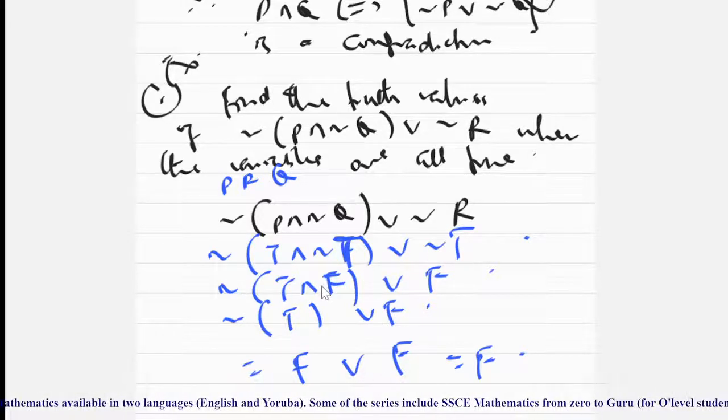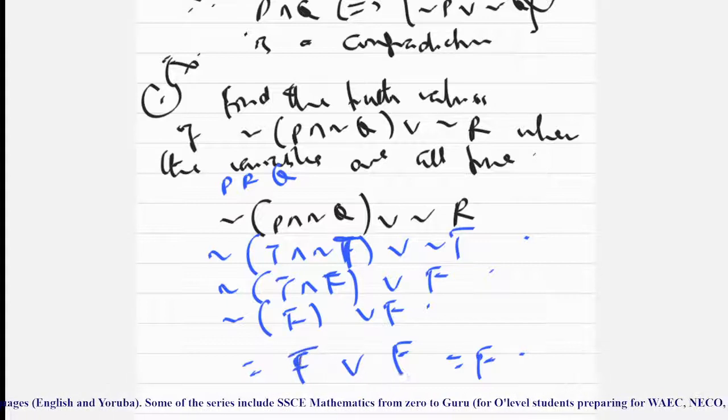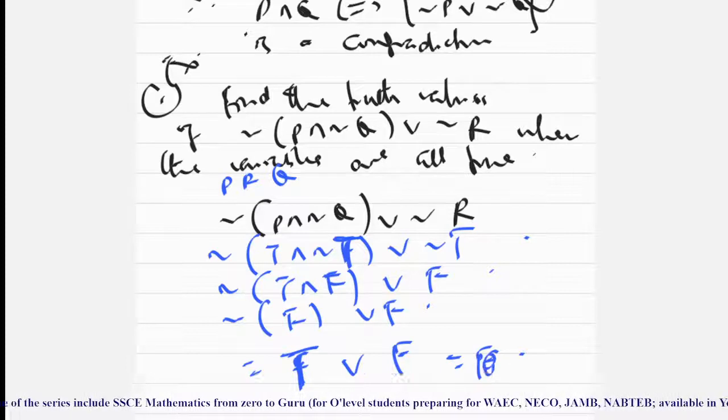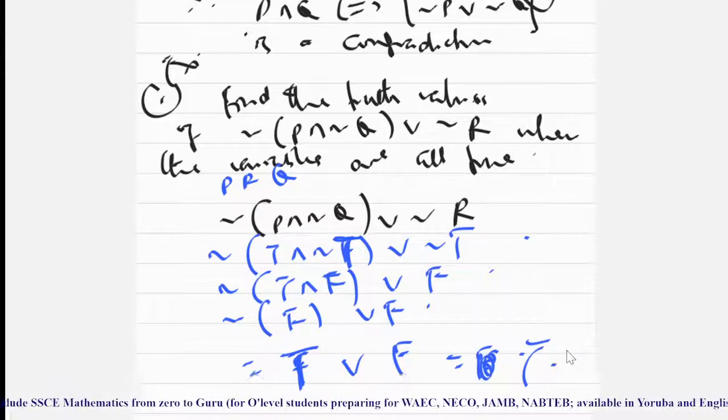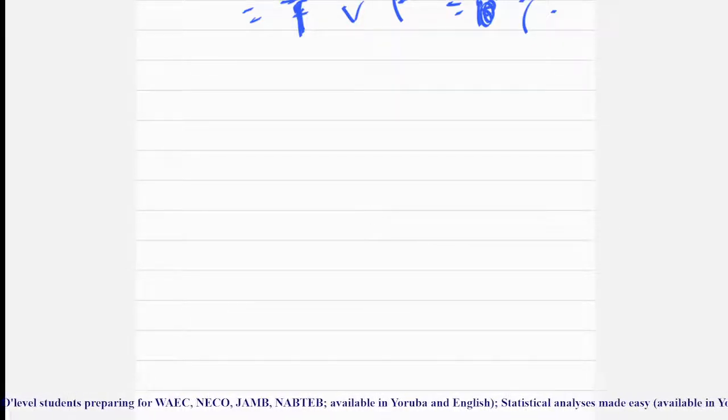And what is true and false? That is false. It means this is going to give me true. True or false is going to give me true, not false. Sorry. So that is that. And lastly, let me give you the one that is of three statements.